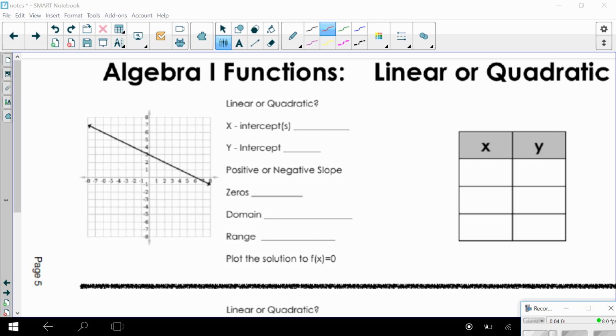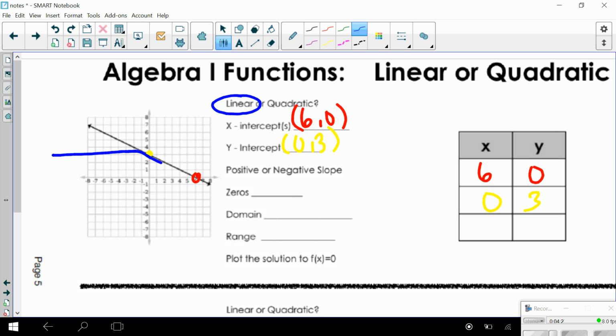Let's review what we've talked about. This is a straight line, so it's linear. It crosses my x-axis at 6, which makes my x-intercept (6, 0). It crosses my y-axis at 3, which makes my y-intercept (0, 3). And going from left to right, it has a negative slope. So it's going to be in the form of y equals -x. We're going to ignore domain and range right now.